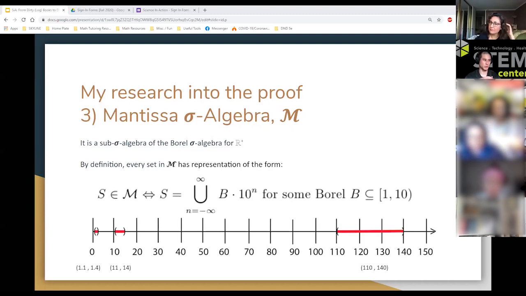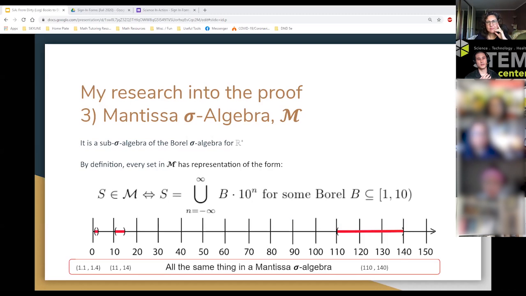The first interval, 1.1 to 1.4. The second interval, 11 to 14. The third interval, 110 to 140. In a mantissa sigma algebra, we're allowed to classify all of these things as the same.